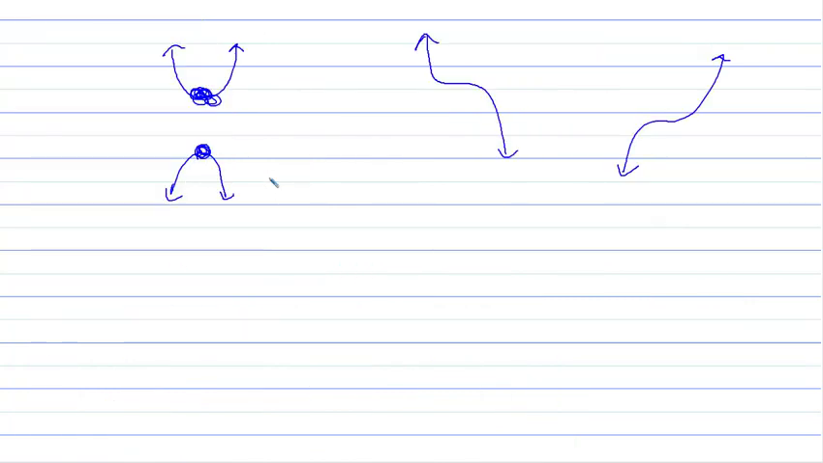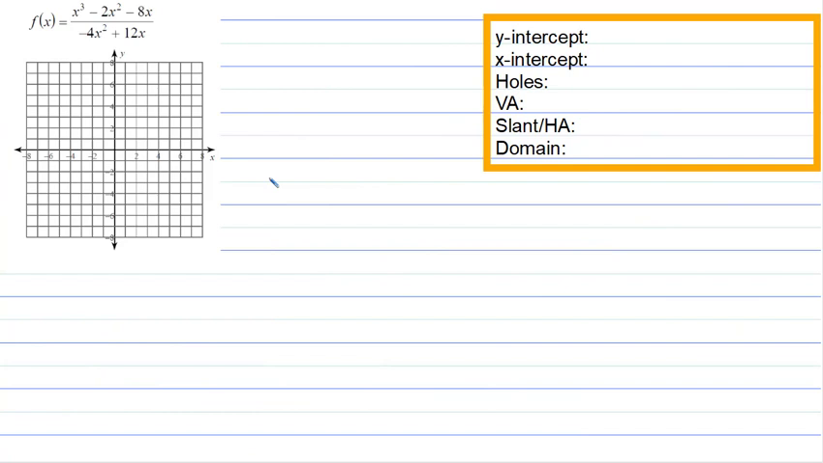So let's look at one with a slant asymptote. Starting off the same, we're still going to factor out what we can. That gives me f of x equals, in the numerator I can factor out an x, giving me x squared minus 2x minus 8. And in my denominator, I can factor out 4x, giving me x minus 3 when I factor it.